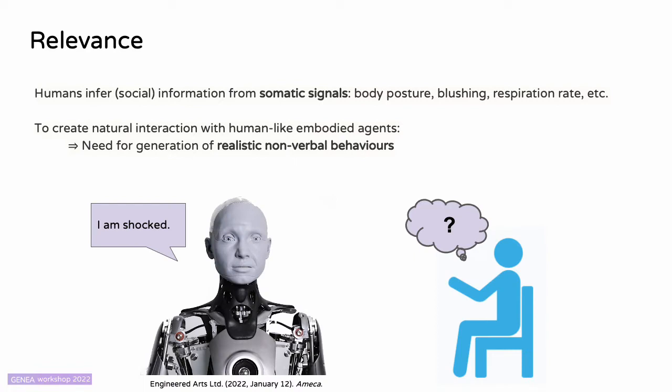However, that is how nonverbal communication works between humans. To be able to recreate this natural interaction with human-like embodied agents, we need to be able to generate realistic nonverbal behaviors. An agent just stating it's sad, without any other cues, will not create a realistic effect on the receiving end. So we need a dataset of nonverbal behavior to be able to create more realistic agents, but also because we need to be able to use somatic signals as input for more realistic feedback in agents.